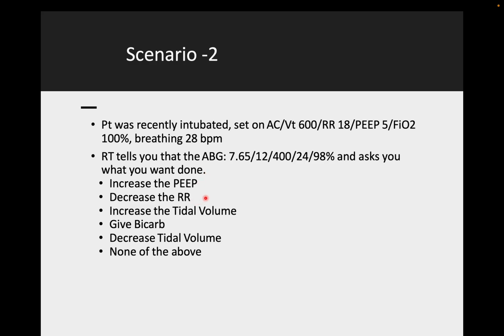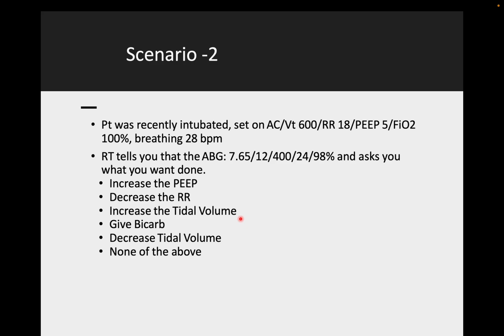Do you decrease the respiratory rate? I'll tell you in a moment. Increase the tidal volume? It is already 600 ml. Give bicarb? Alkalosis is already there, so you definitely don't give bicarb. Or decrease the tidal volume? The first thing you might think is that there is alkalosis and we are washing out CO2 more, so we will decrease the respiratory rate or the tidal volume because CO2 is washing out more.